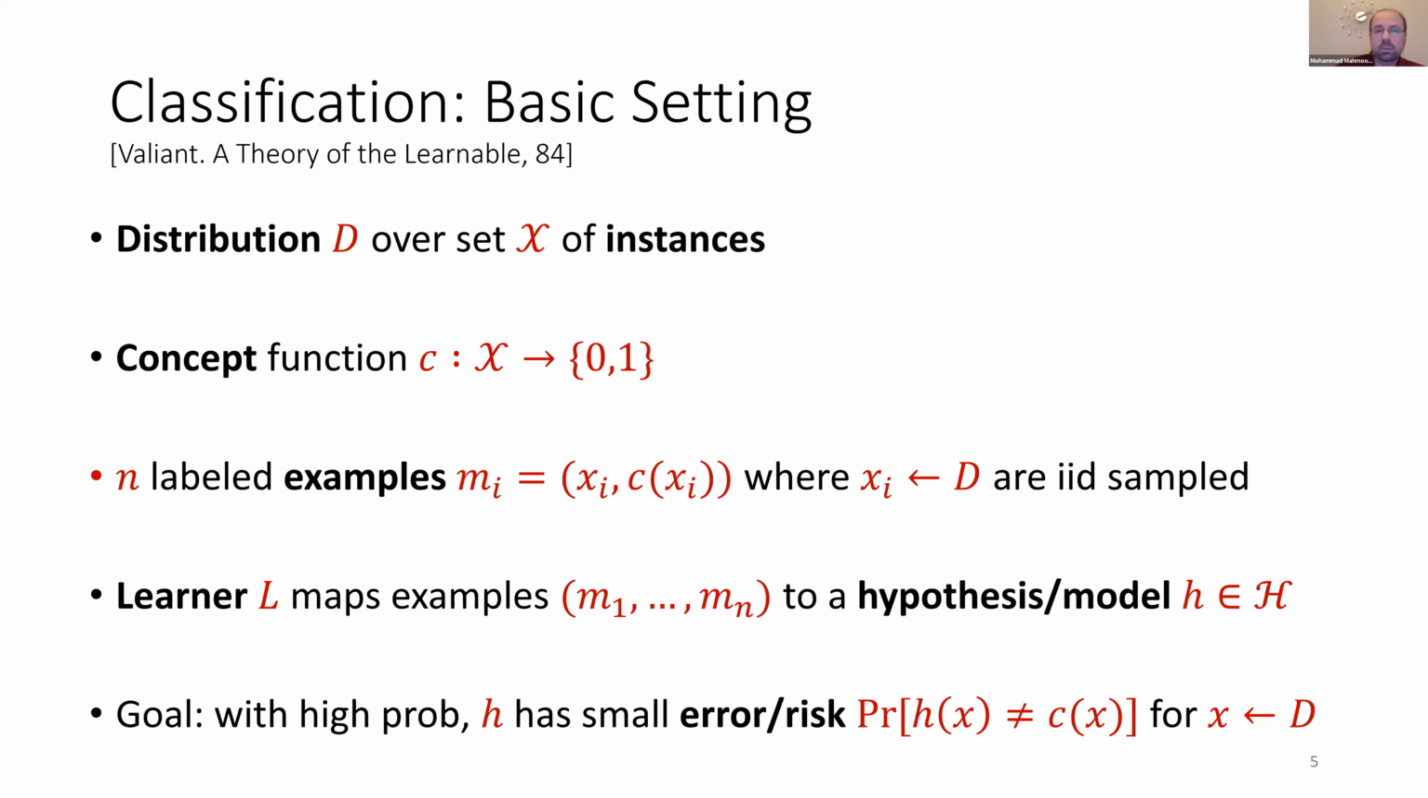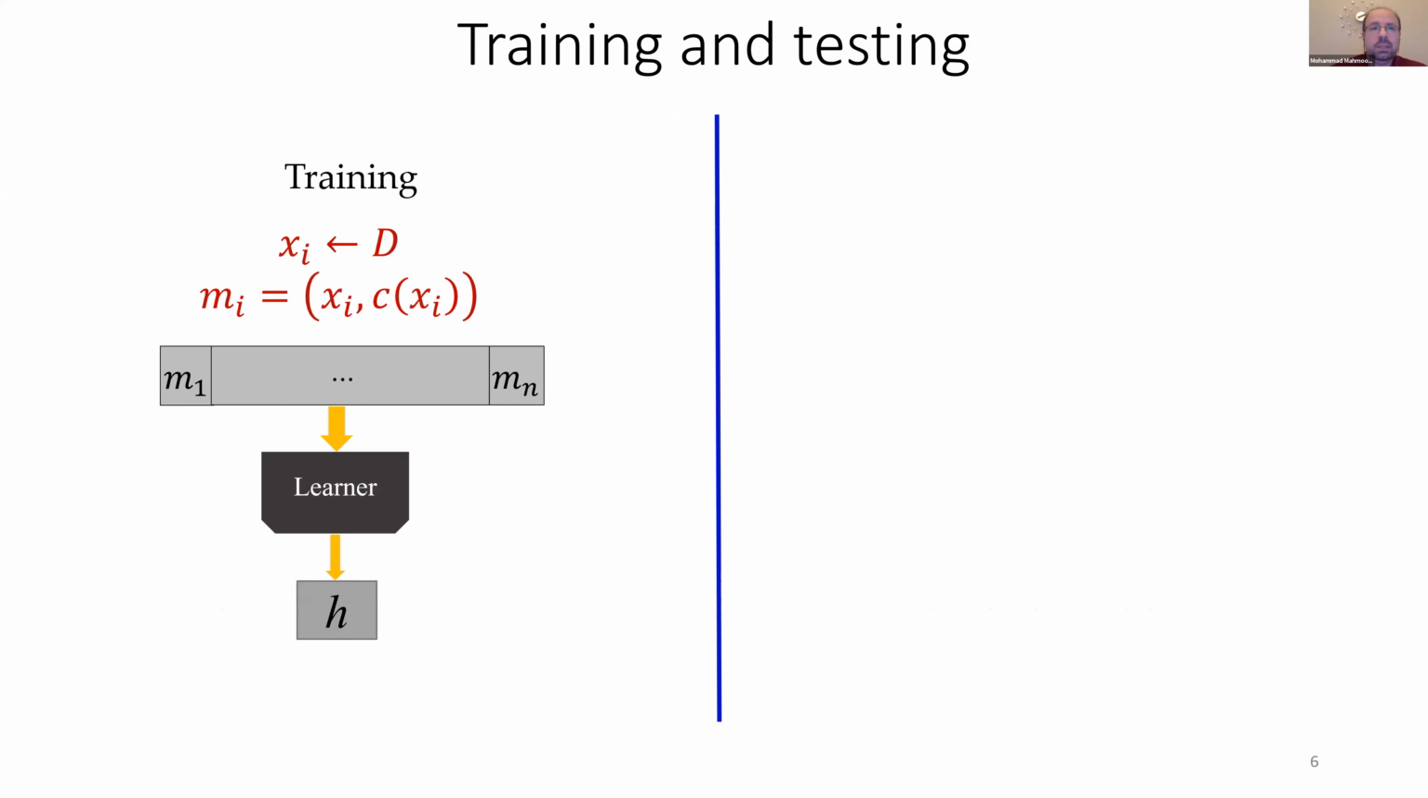And now with a little bit more picture, we can put these two steps of the learning process on two sides of this slide. On the first side, you see the training step, in which we have n examples sampled according to the distribution and then labeled, given to the learner, and the learner outputs this hypothesis. And then in the test phase, we have this same distribution D generating an instance, which hopefully will be classified correctly.